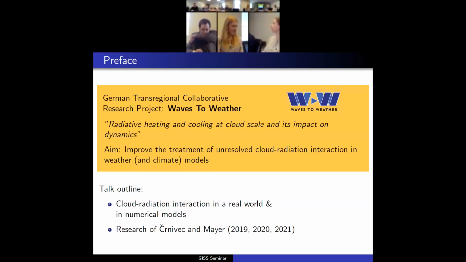And so I will start with a very simple introduction about the interaction between clouds and radiation, how does it work in a real world, and how it's represented in numerical models. And then I will tell you a few key findings and basic main concepts discussed in these 3 research papers.